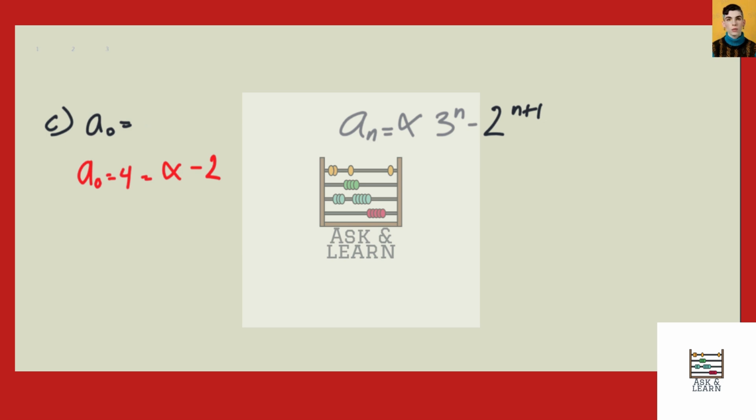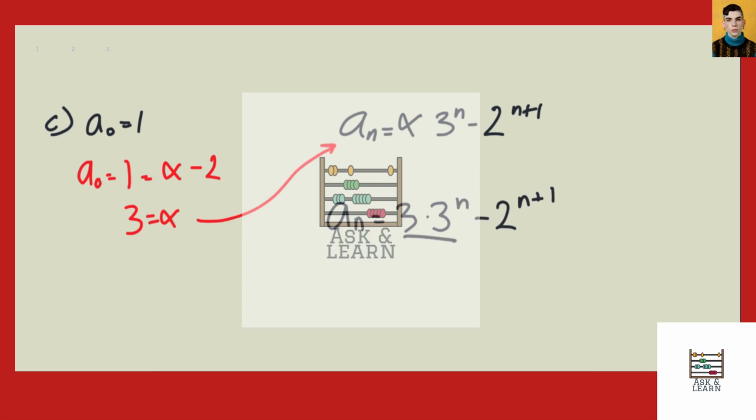Whoops, I'm sorry, I was reading the wrong problem. Here we have that a_0 is equal to 1. Okay, so we get that 1 is equal to alpha minus 2. And so we can solve that. We end up with 3 is equal to alpha. So we just have to put the 3 into our equation. And we end up with that a_n is equal to 3 times 3^n minus 2^(n+1).